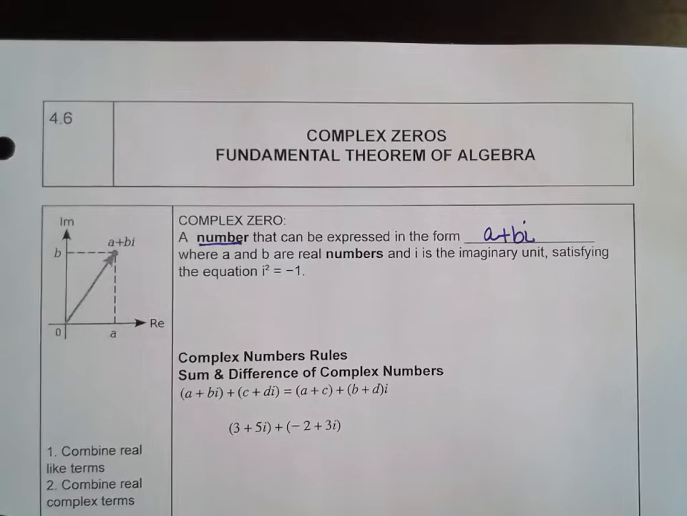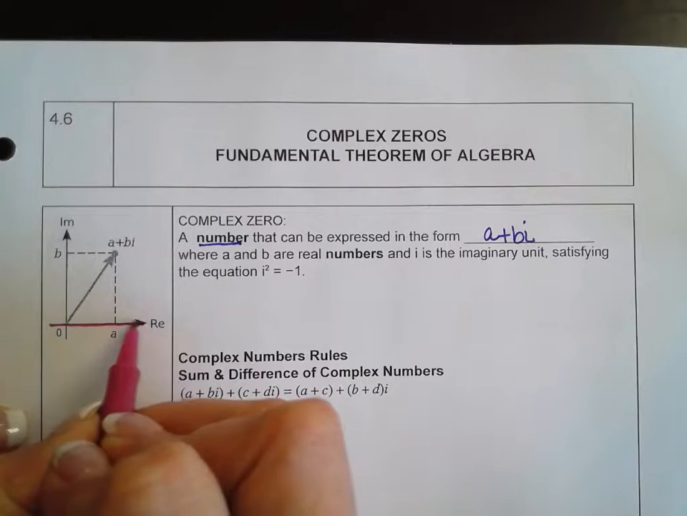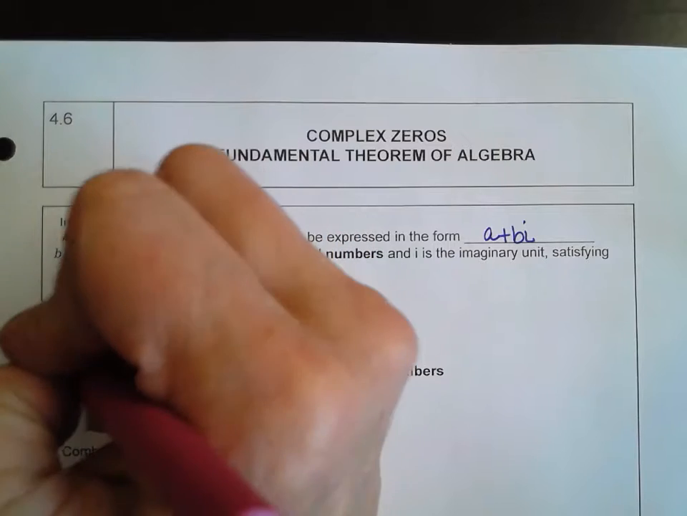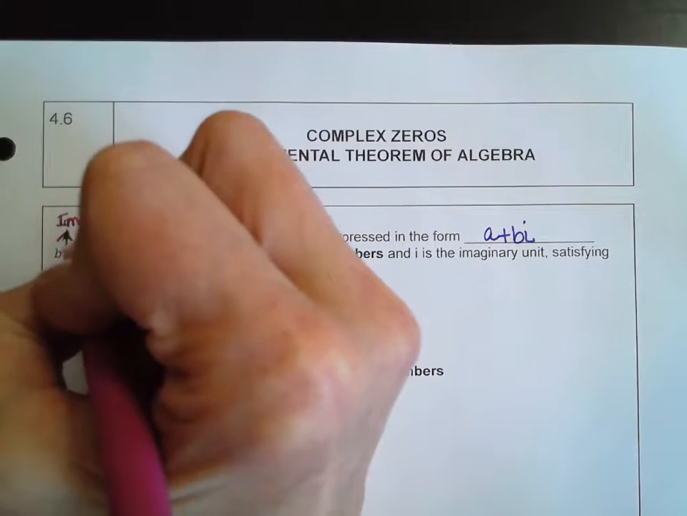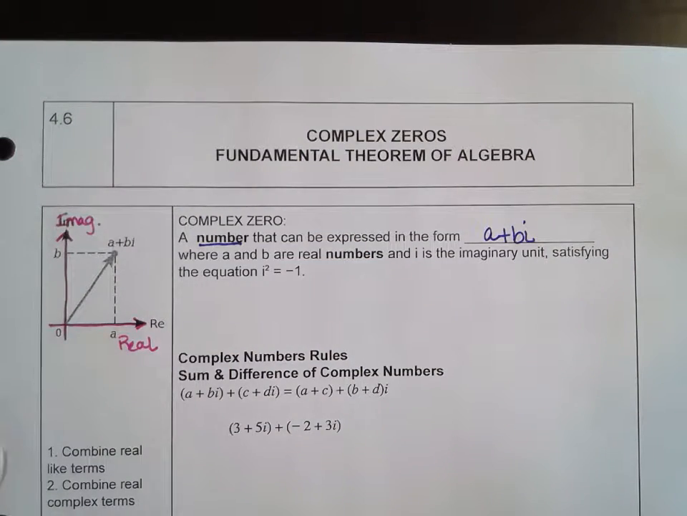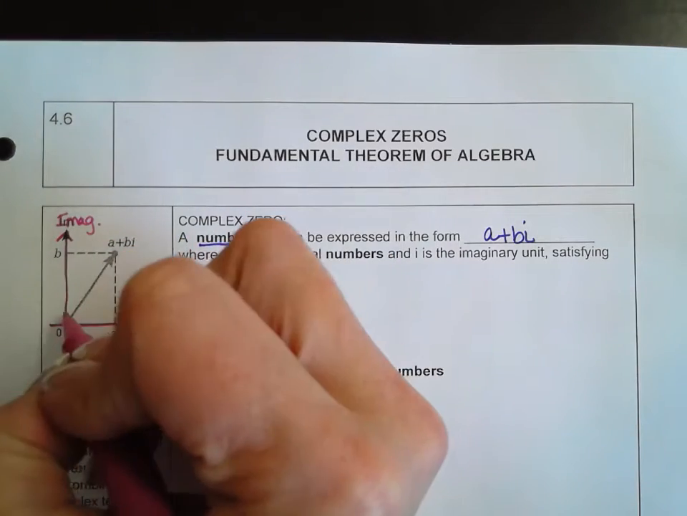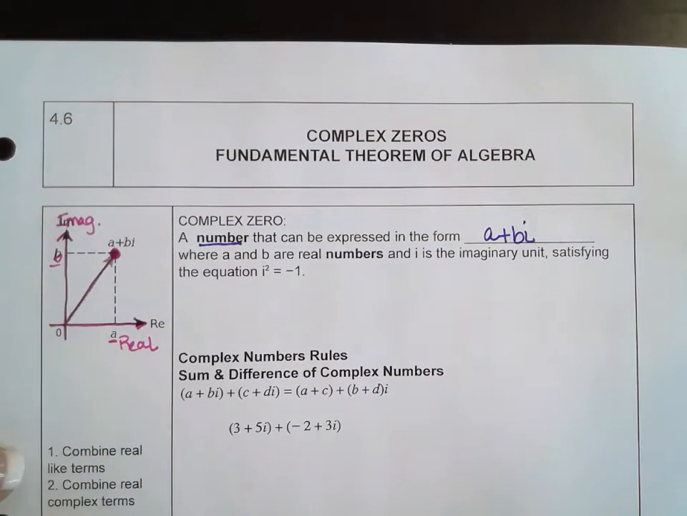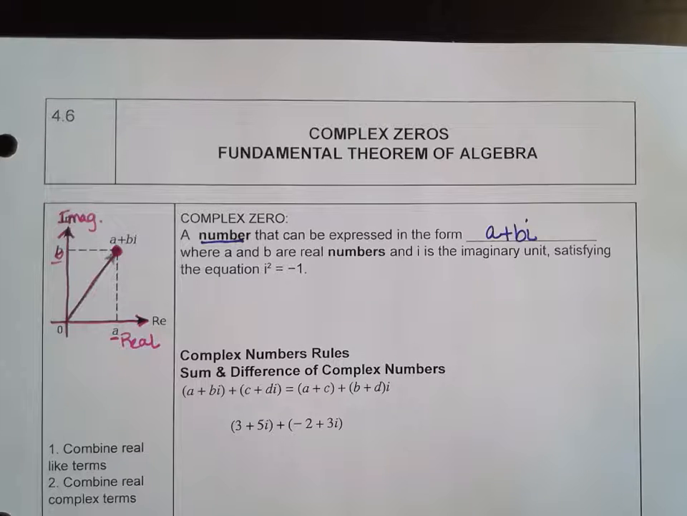So when you think about your imaginary numbers, think of it in terms of a graph. Your x-axis is your real number system, and your y-axis is your imaginary number system. And so then the complex root, your real numbers are the a's, and your imaginary for this point here are your b's. Does that kind of make sense?